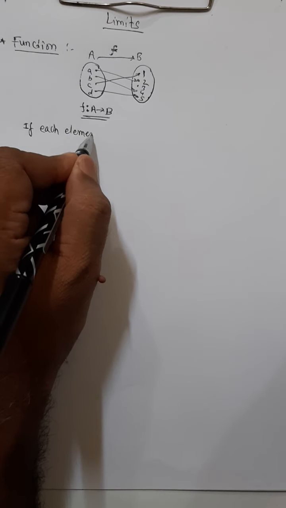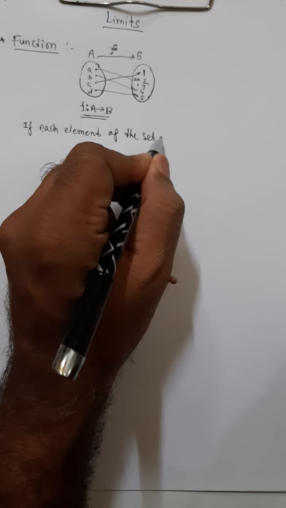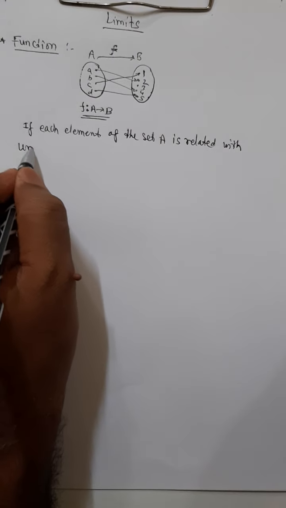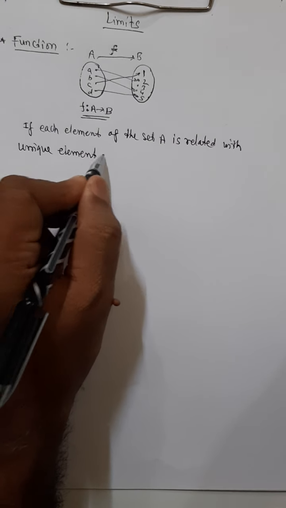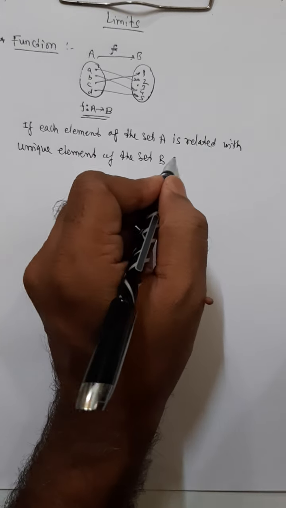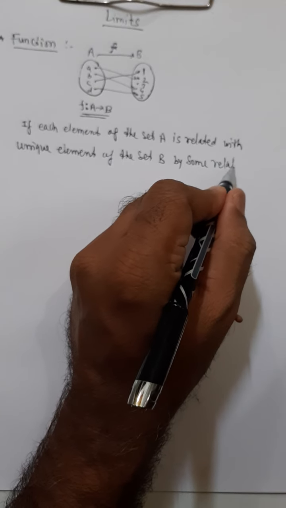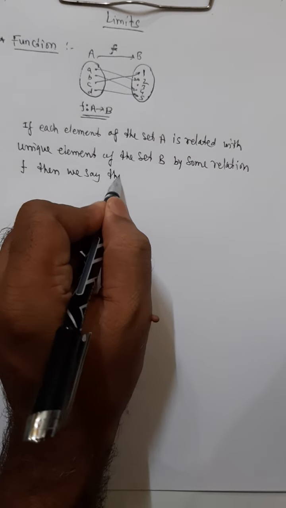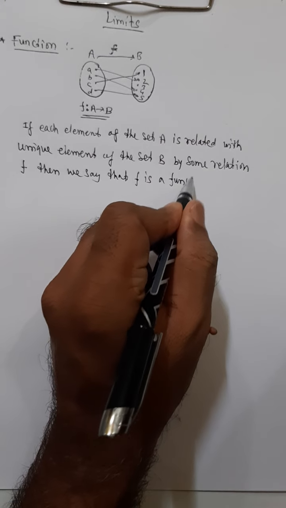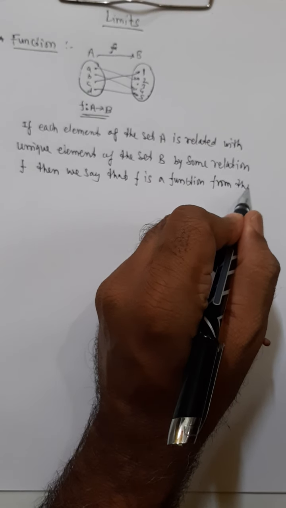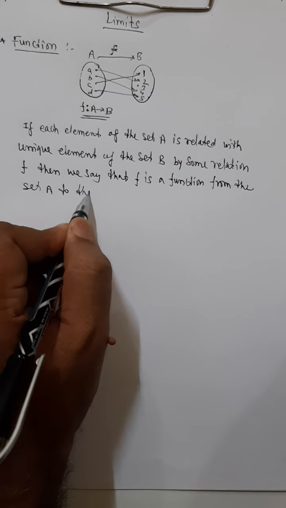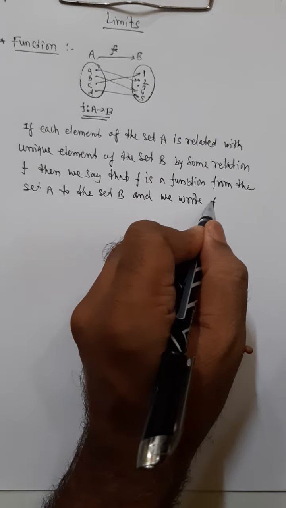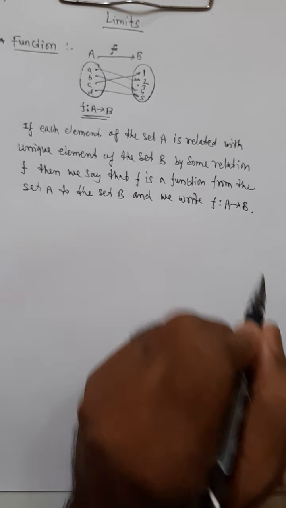So see your definition: if each element of the set A is related with a unique element of the set B by some relation f, then we say that f is a function from the set A to the set B, and we write f colon A arrow B. We denote a function by this symbol.